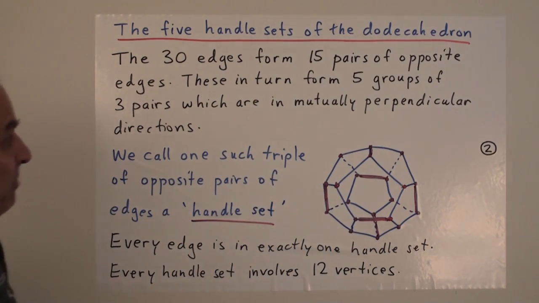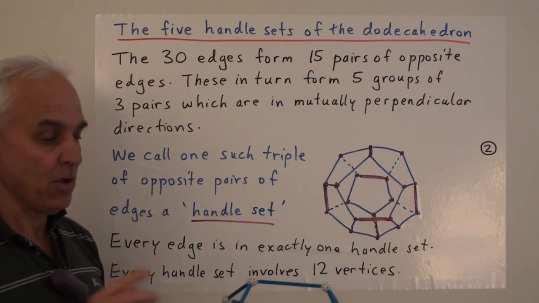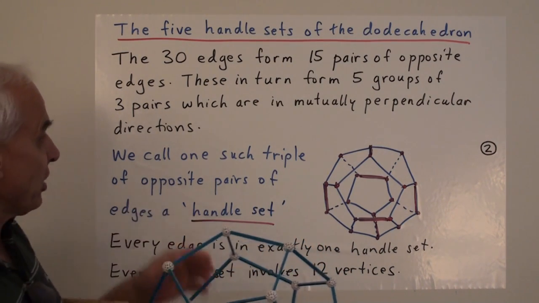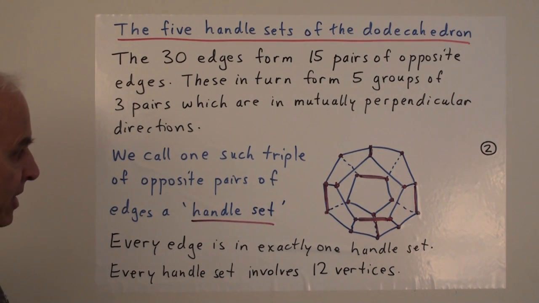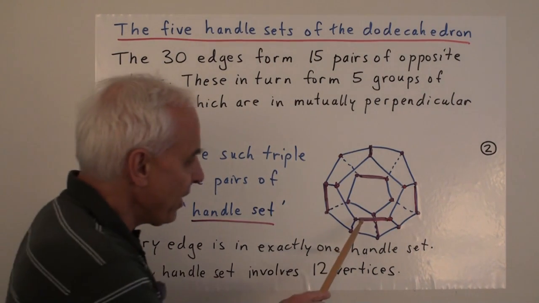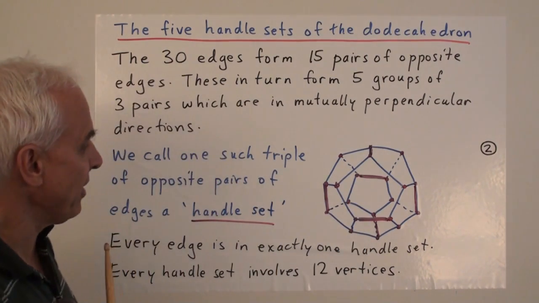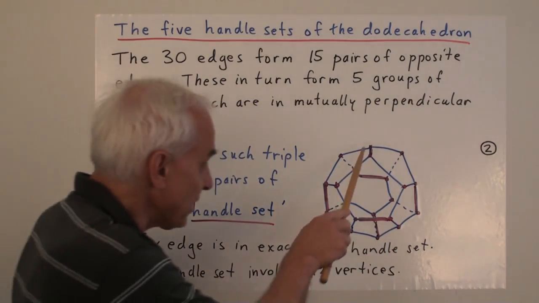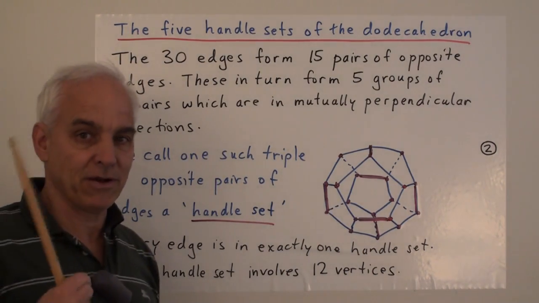Now it turns out that these 15 pairs of opposite edges form 5 groups of 3 pairs, which have a particular configuration with respect to each other. These 3 pairs are in mutually perpendicular directions and form what I call a handle set. So, for example, in this representation here, the pair of this edge and this edge, that's one pair of opposite edges, and then there's this pair over here, another pair of opposite edges, and then there's this pair up here, another pair of opposite edges. And they are all in mutually perpendicular directions.